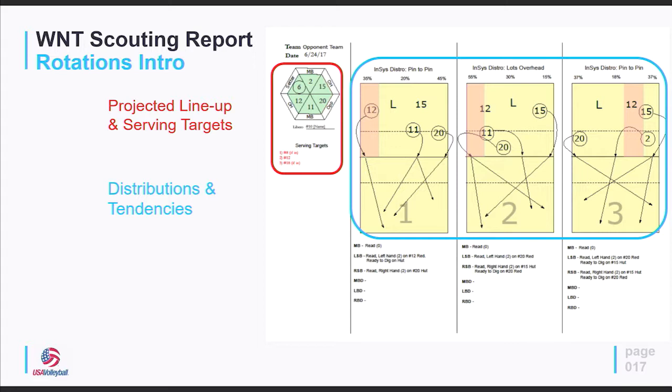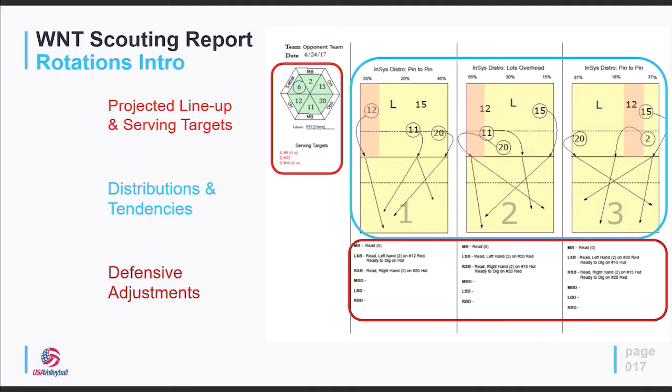Additionally, you see their serve-receive pattern and the routes and general directions that their attackers like to run, and you'll see a darker shaded orange or red area. That signifies the seam or the zone or an area that we would like to attack as a serving team. And lastly, on the bottom, much like on our general tendencies page, you'll see a summary of some of our defensive adjustments for each of our defenders and blockers within each of those rotations as well.